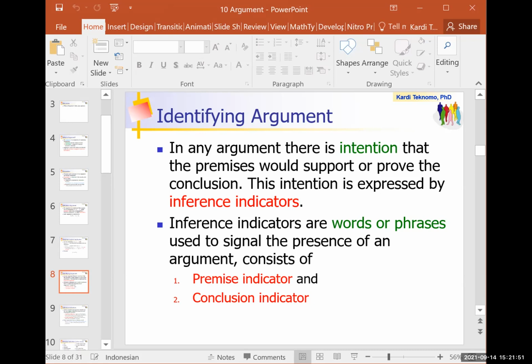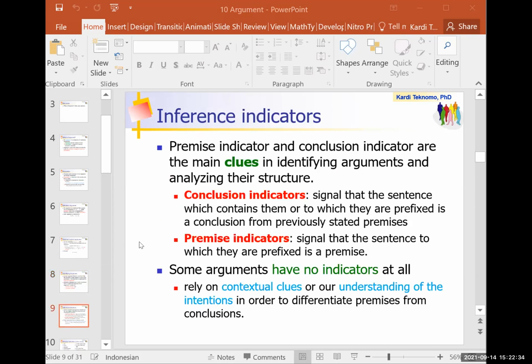So how do I know that this is an argument? That's your question. Sometimes, or most of the time probably, you can see it is an argument based on what is called an inference indicator. What is an inference indicator? Inference indicators are words or phrases used to signal the presence of an argument. There are two types of inference indicator. One is the premise indicator. The second one is, of course, the conclusion indicator.